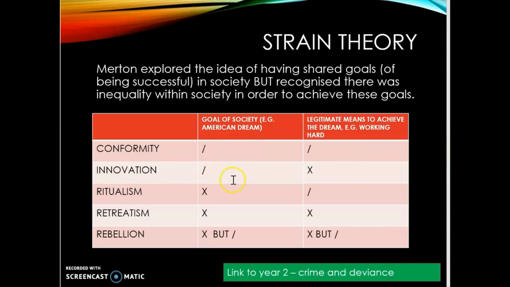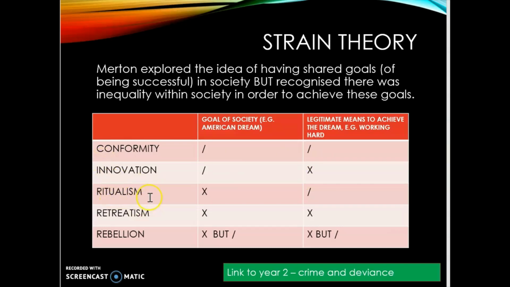Now, there's always going to be a group of people that want that American dream, but they might innovate. So what they basically do is break the law. They might commit fraud, or be a drug dealer, or do something like that, but they've got the appearance of the American dream, the big house, the nice fancy car and all that, but they've broken the law to get it.